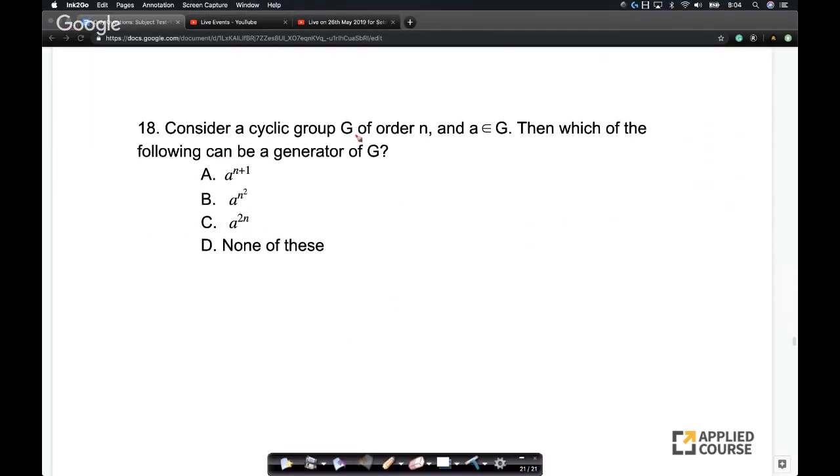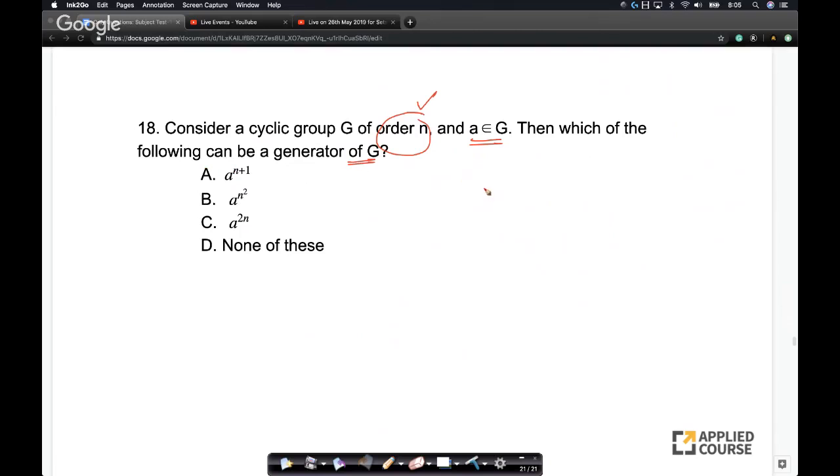Consider the cyclic group G of order n, and let A belong to G. Then which of the following can be a generator of A? Very good. We have seen this property, right? If you know that A is a generator, so let's assume I have a generator A. Which of the following can be a generator?